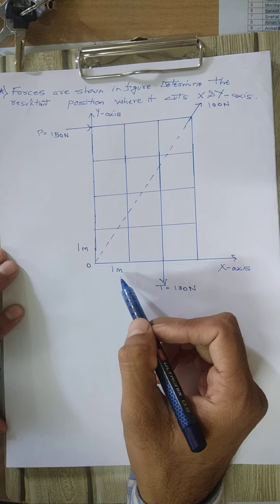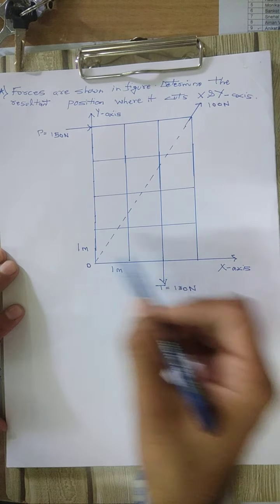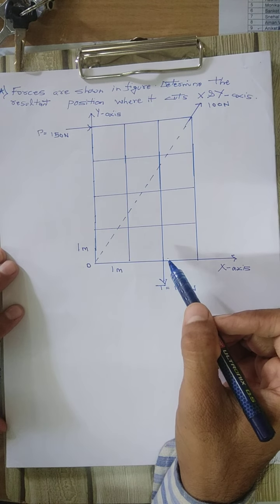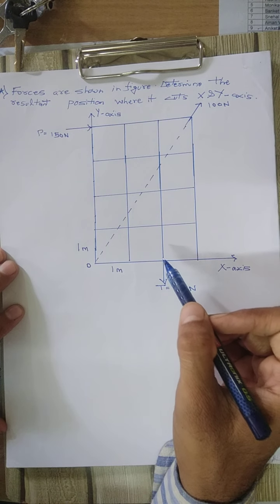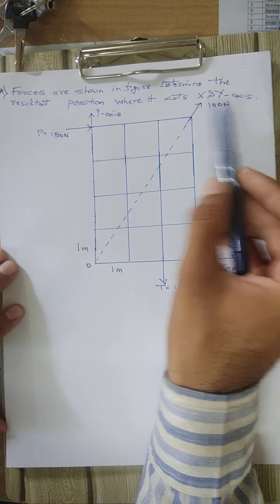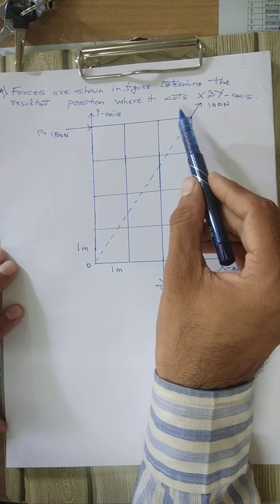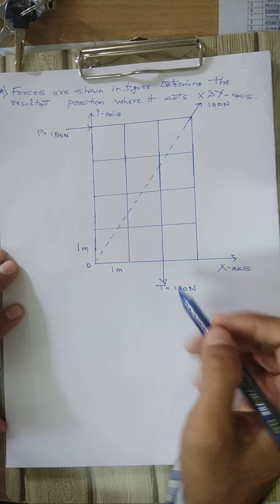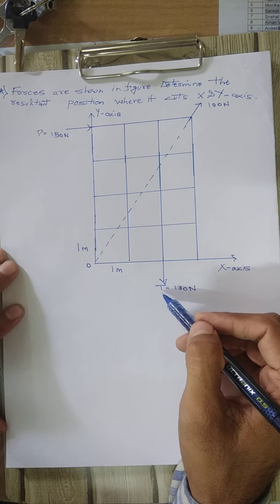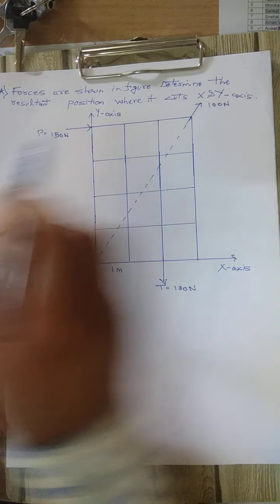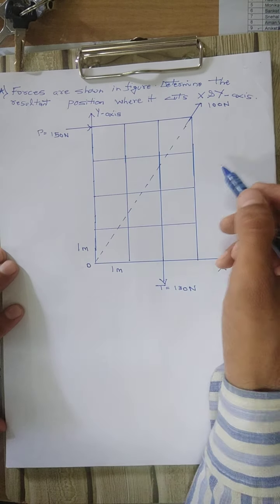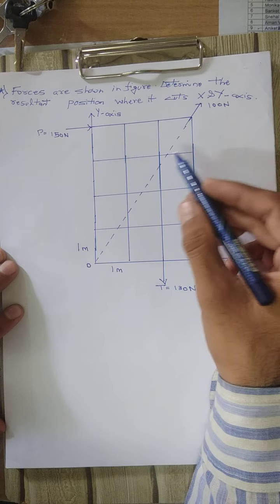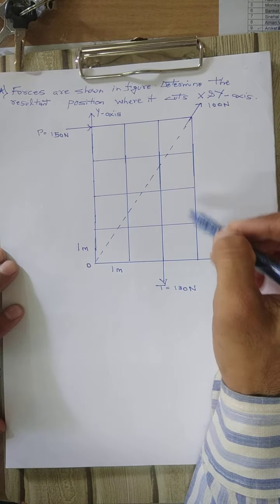Here the forces are acting on this grid in different directions, and we have to find the resultant of the forces. First I am reading the problem. Forces are shown in the figure. Determine the resultant position where it cuts the x and y axis. That means we have to find the resultant of these three forces: the T force, this 100 Newton force, and this 150 Newton force, which are acting in different directions on this grid.